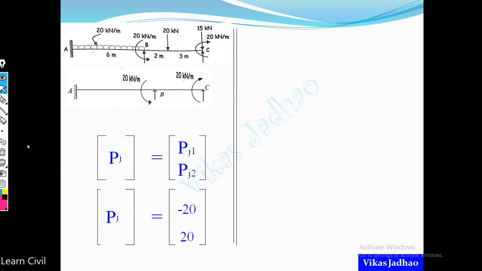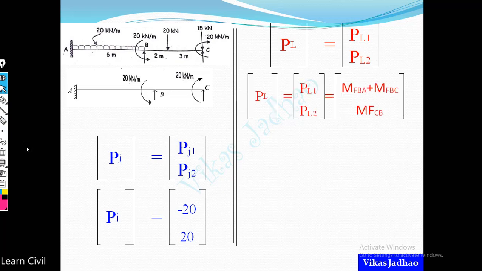Now we have to find out the PL matrix. Now the PL matrix will be equal to PL1 and PL2. These will be two coefficients. Now this PL1 is the sum of fixed moments of all the members meeting at coordinate number 1. Here at joint B we have fixed moments MFBA plus MFBC. So it is the sum of fixed moments meeting at joint B or at coordinate number 1.